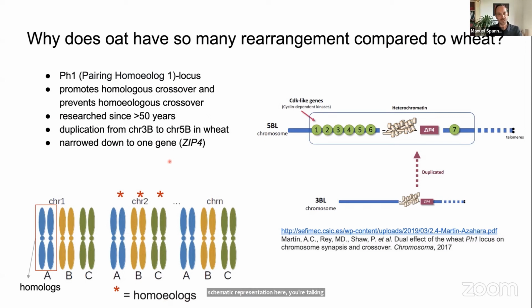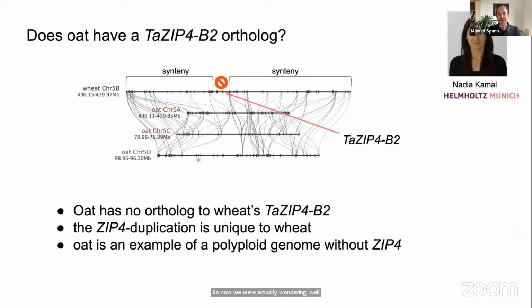And this PH1 locus has actually been researched for over 15 years, and it's a duplication from chromosome 3B to chromosome 5B in wheat. And recently, that has been narrowed down to one single gene called CYP4. So now we were actually wondering, well, does oat have this CYP4 ortholog? Is there also a PH1 locus present in the oat genome?